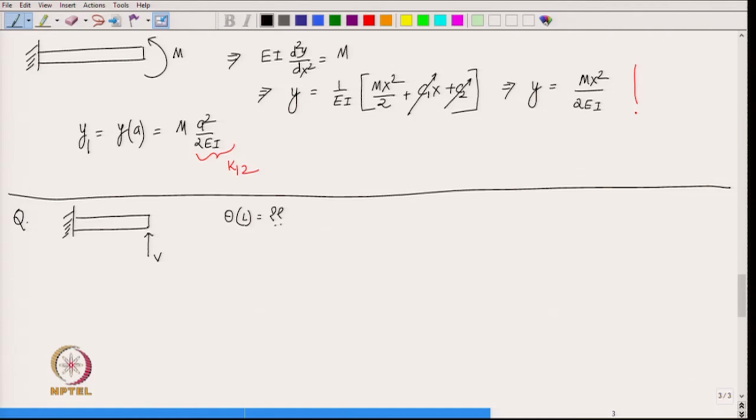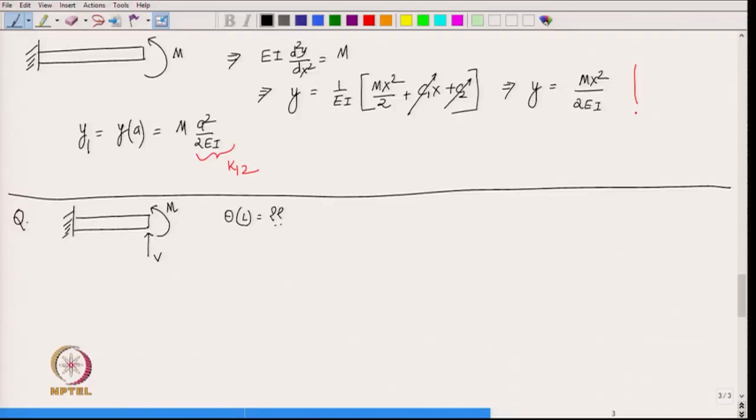Can we use reciprocal relation somehow here? See, we are applying shear force at the tip. What is the corresponding displacement? That is displacement of the tip, not the rotation. So, if we want to use energy method, we would have to apply also a bending moment M here, and then the corresponding displacement of bending moment is what we want to know, theta of L. Okay.